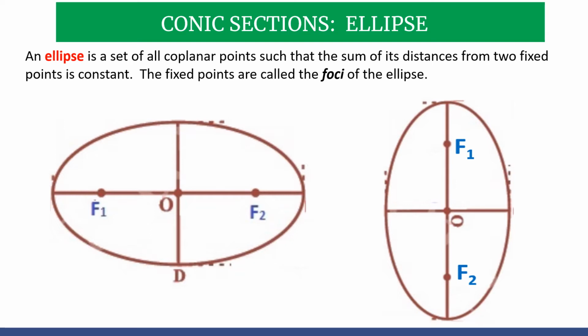According to the definition, the sum of its distances from two fixed points is a constant. Ano bang ibig sabihin nun? Once na inadd natin ang distance nitong focus 1 at saka yung distance nitong focus 2 to any point of this ellipse, ibig sabihin yan, iisa lang ang magiging kasagutan. Kaya nga, sabi doon, the sum of its distances from two fixed points is constant.